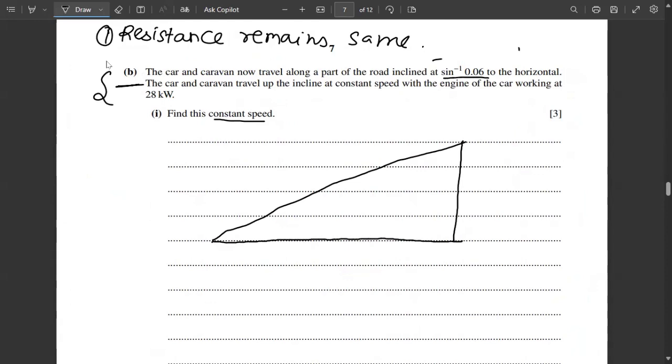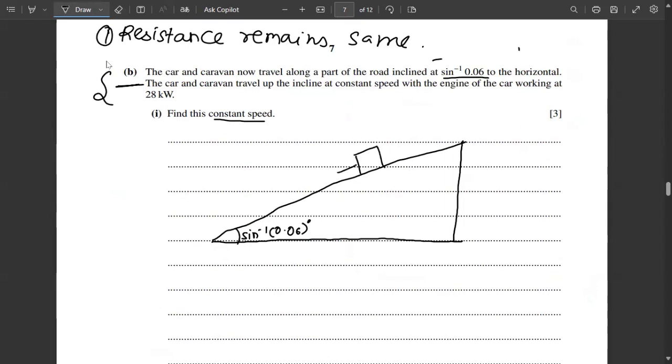Sine inverse of 0.06. If I put that in the calculator, sine inverse of 0.06 is 3.4398 degrees. But now that we have found this out, we can't use it because it is not an answer. So we just write sine inverse of 0.06 degrees.